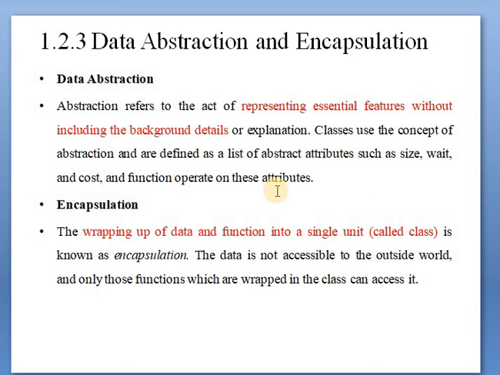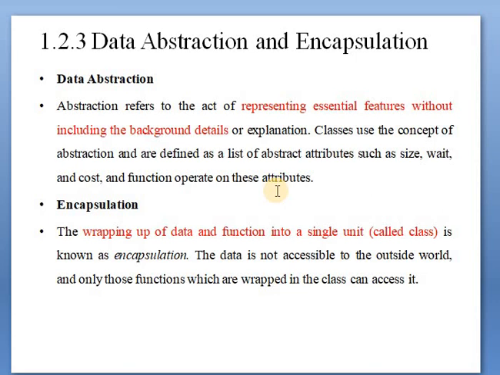So, in simple words, we can say abstraction is the act of representing essential features, that is important features, without including the background details or explanation or the complexity. Data abstraction is the process of defining a data type, often called an abstract data type, that is ADT. We will see it in the next points.